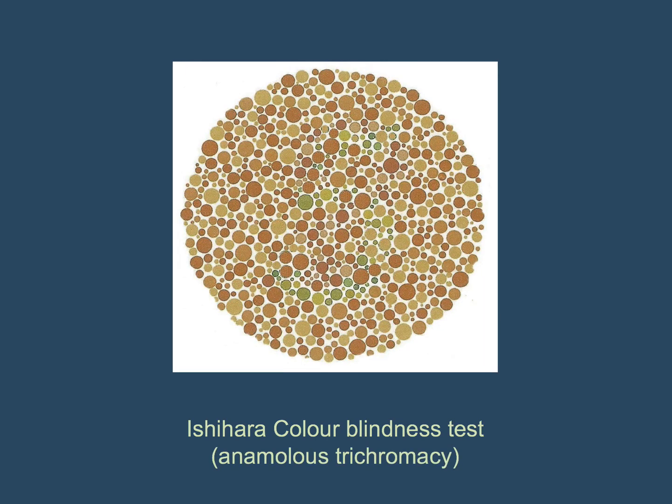Or here, this is known as a test for anomalous trichromacy. If you can't see the number in here, then again, you might consider having your eyes tested because you're colorblind in some area. Actually, I'm just playing a joke on you. There is no number in here, but just making sure you're on your toes.